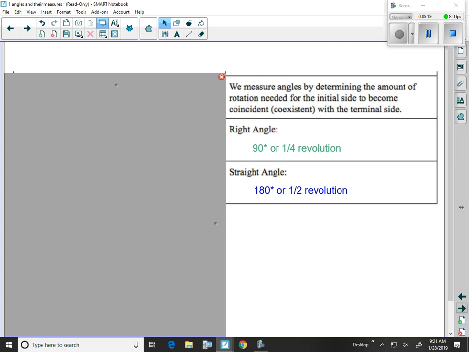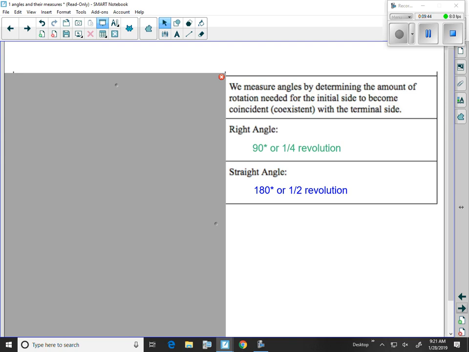180 degrees is half of a revolution, because here's our 180. Or you can do it this way, 180 divided by 360 is 1/2. Okay, 270. You do 270 divided by 360, that's 3/4, or 0.75. So that would be 3/4 of a revolution. 45 degrees, okay, that one, 45 divided by 360, is 1/8 of a revolution.